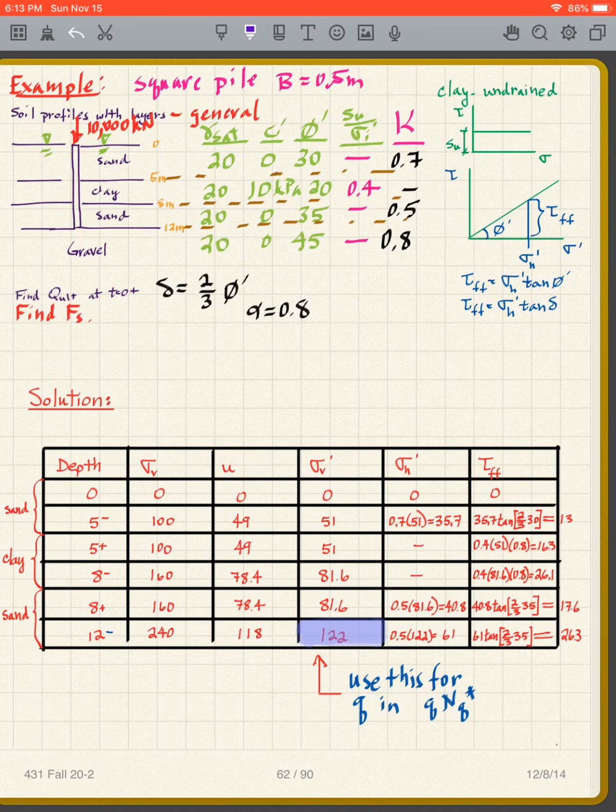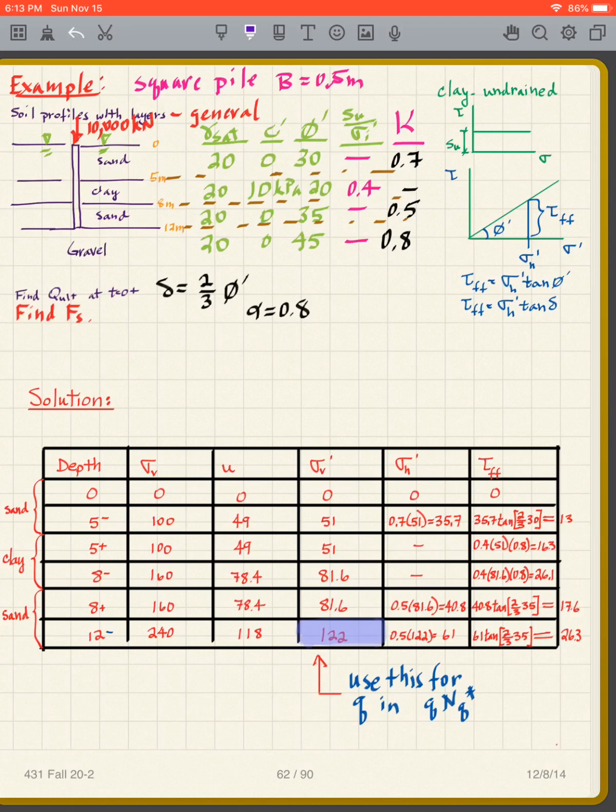Now I have my sigma H prime. Well, what do I have to do? I have to use my K values. Now, notice I don't even give a K value for the clay. Why? Because we're going to use the undrained shear strength there, which we're going to get from SU over sigma prime I. So remember, in the clay, we're total undrained fast, so we're doing total stress analysis. I don't need the sigma H prime because I'm doing total stresses.